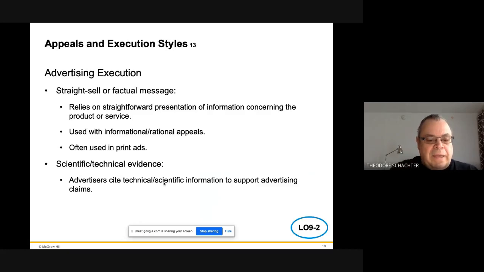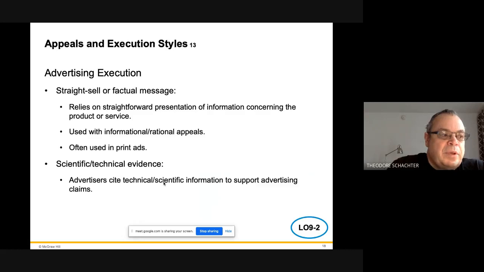So if you are having anything that has technical information, scientific information, any type of data, like 14 out of 15 college students do better with a college degree than if they didn't have one. All right, let's make that up. That's technical, scientific, it's data, right? As opposed to people who go to college do better than people who don't go to college. That's just a factual message, so to speak. So scientific evidence is what differentiates the two.